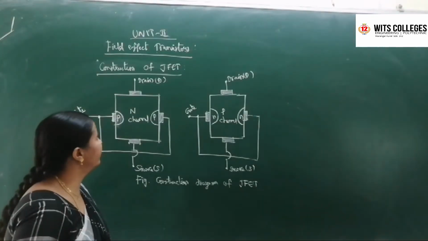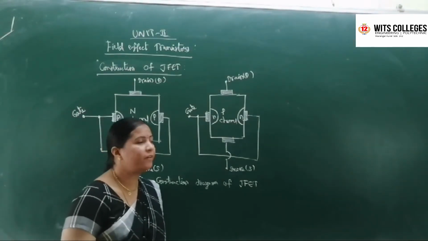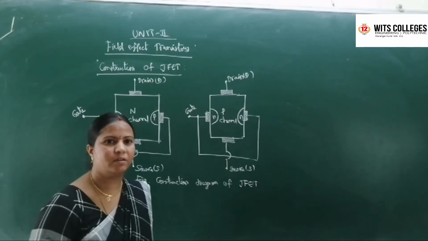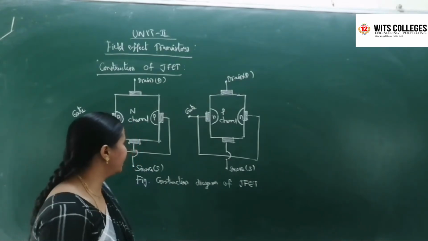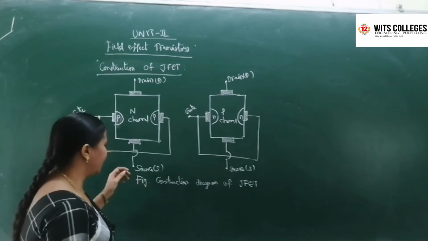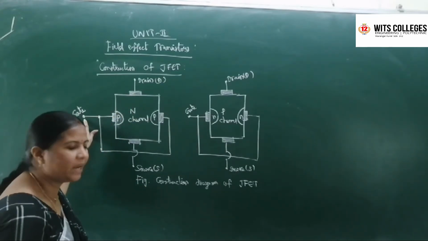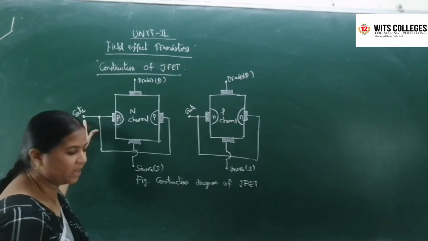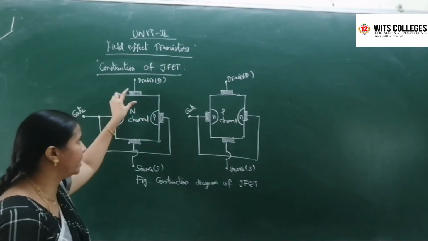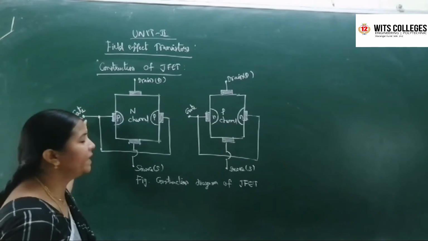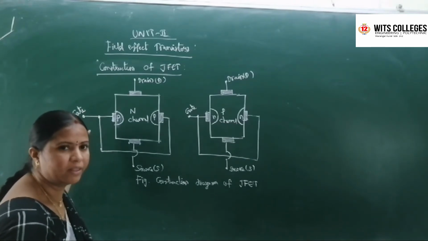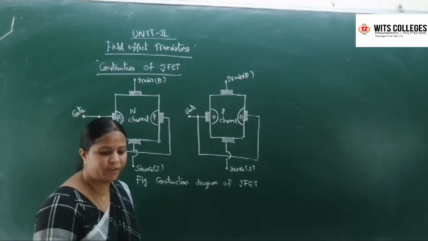The construction of JFET. What is JFET? Why do we have to name it a field effect transistor? In a field effect transistor, the current conduction takes place from source to drain depending on the applied electric field at the gate terminal. That's why we named it field effect transistor.